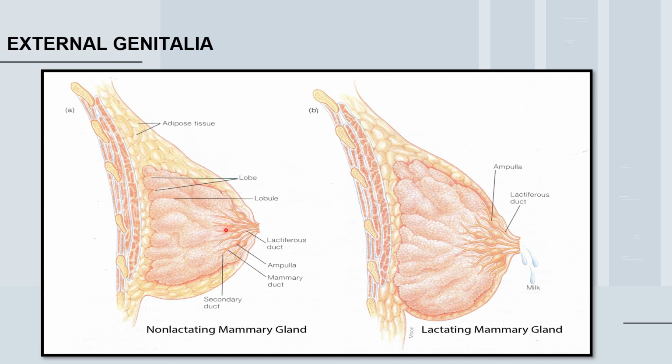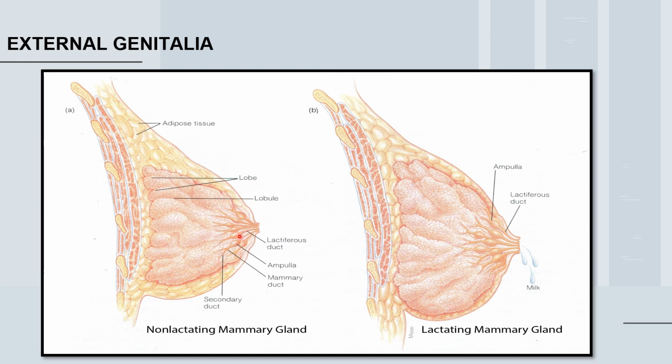These lactiferous glands have 15 to 20 lactiferous ducts, which open up at the base of the nipple. So the lactiferous glands have 15 to 20 duct-like structures or tubes which open up at the base of the nipple, as you can see in this image.